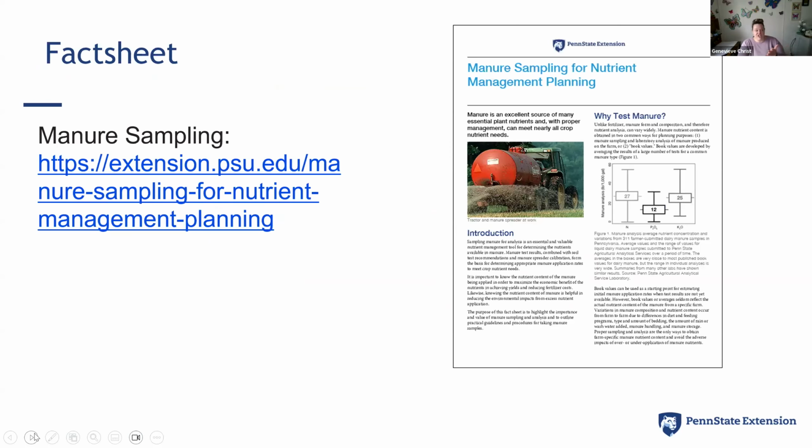And there is a fact sheet on the extension website on manure sampling. And so I really am just covering some key things from this fact sheet here. And we're going to get that link into the chat. Chris just did it for me. Thank you, Chris. I appreciate that. So if you haven't seen this, it is on the nutrient management ACAP 38 site that Penn State Extension has. So we're going to talk through some of those things.